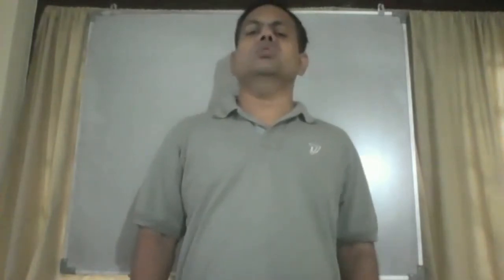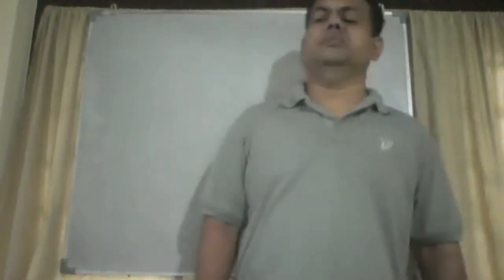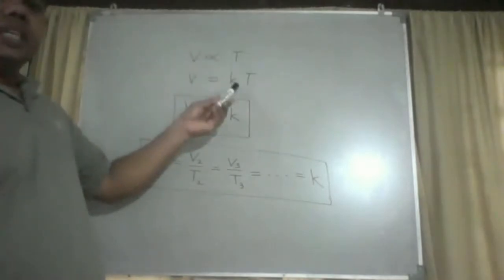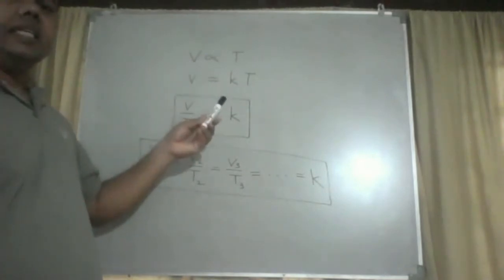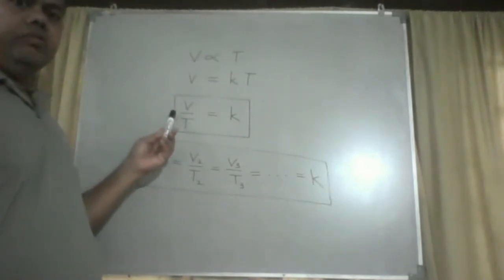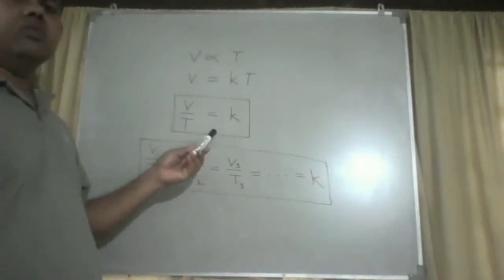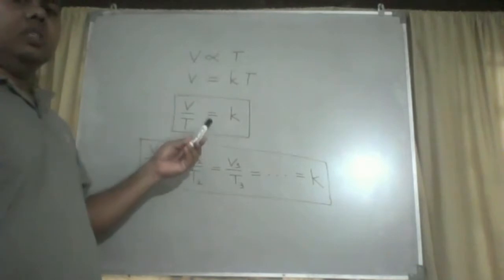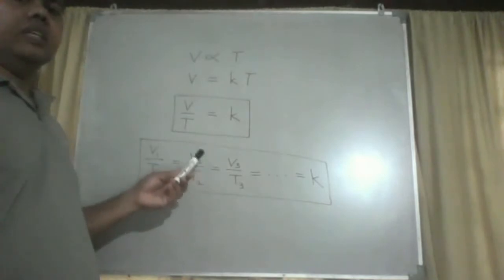Charles' law can be written down as follows. V is proportional to T. Introducing a proportionality constant, V equals KT. V over T equals K is the equation form of Charles' law. The same equation can be written down as this as well.